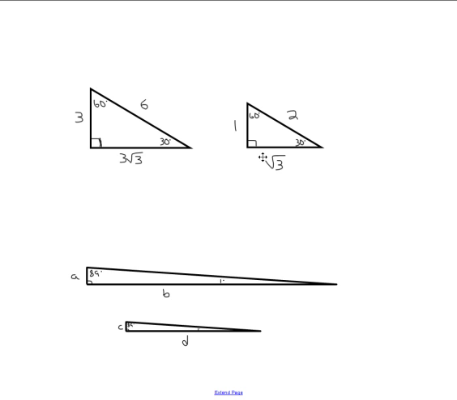Now, we looked at 30-60-90 triangles, we looked at 45-45-90 triangles, because those are often used. They're very popular types of triangles. They're used in a lot of problems. They're very handy to know. But really, we can do this for any triangle.